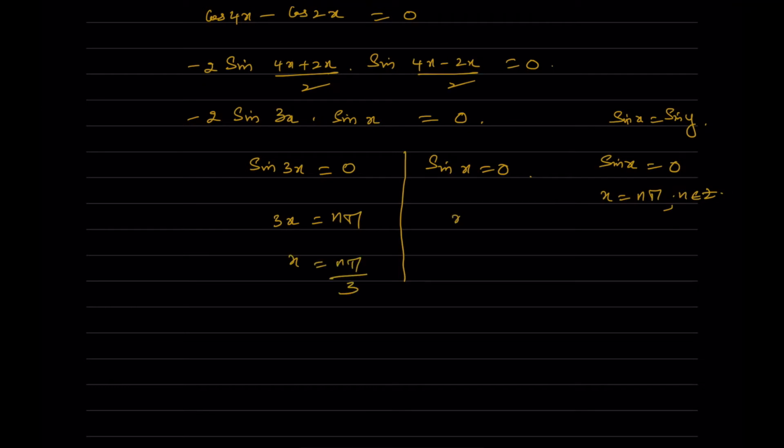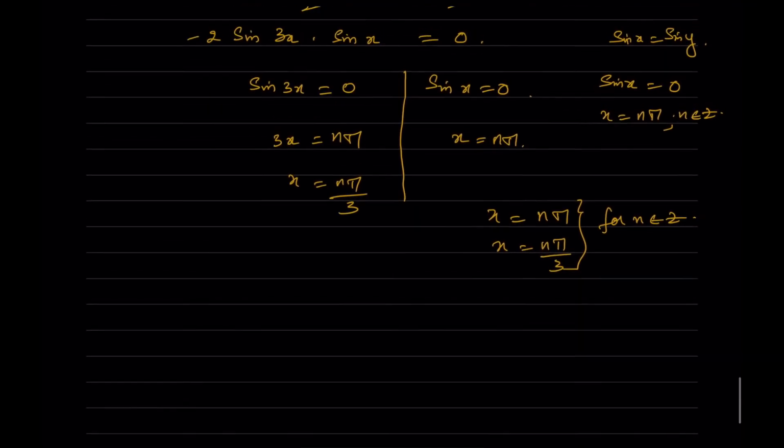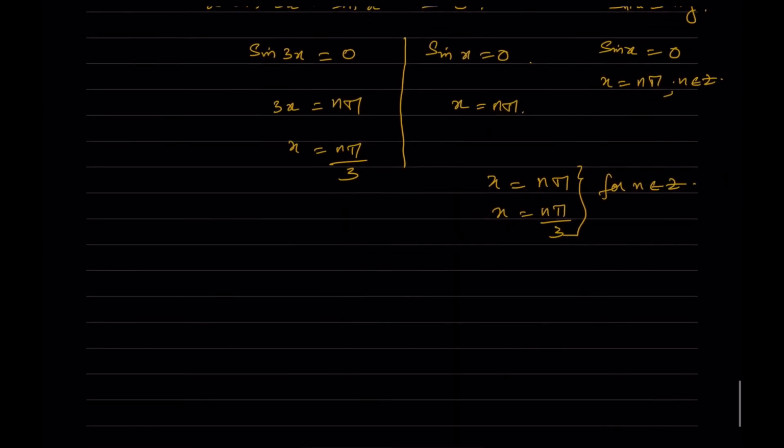Now here also you can write this as x is equal to n pi. That is, whatever we are having, the solution for this is x is equal to n pi, x is equal to n pi by 3 for n belongs to Z. This is the answer which we are getting for this. This is the general solution for this. Now going into the next one.